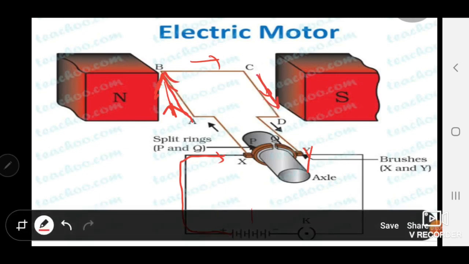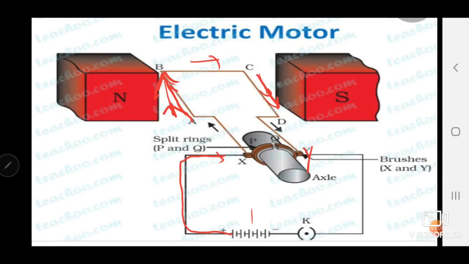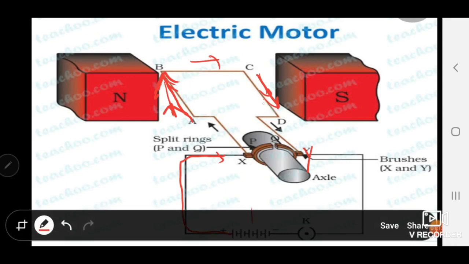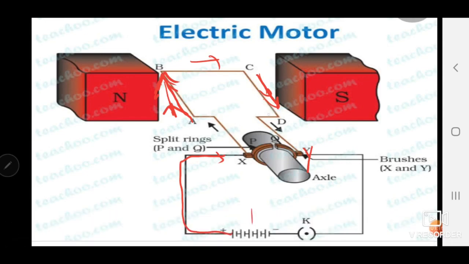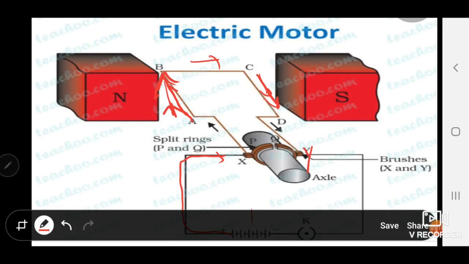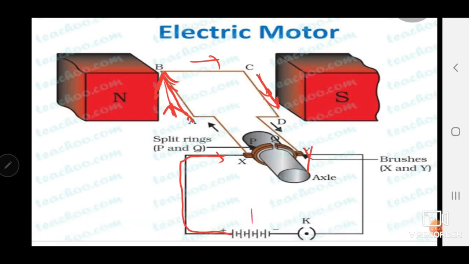So as in AB the direction of current is upward and in CD it is opposite to the direction of current in AB. So now the direction of current and direction of magnetic field can be found out by applying Fleming's left hand rule. So as the current is moving, the force acting on this arm AB pushes it downwards. So it comes down while the force acting on the CD pushes it upwards. So as one is moving downwards, the other is coming upwards.